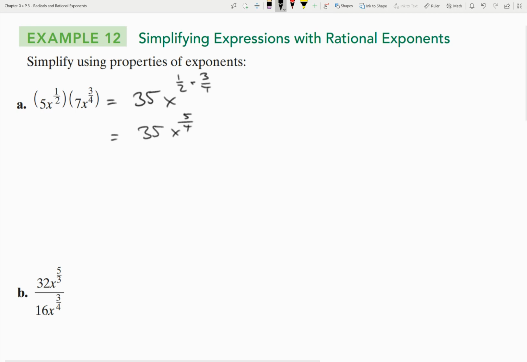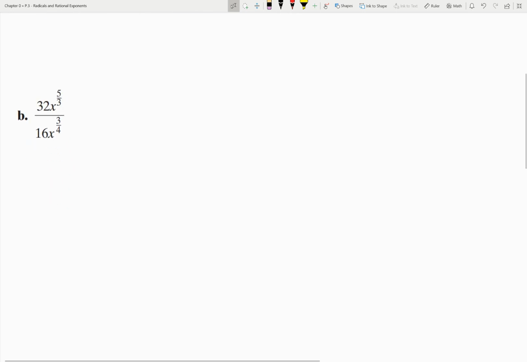Okay, so make that a little nicer. You don't have to turn it into a radical. In fact, if the question started with fractional exponents, leave them as fractional exponents and just realize that if you have a fractional exponent in the denominator, you might have to rationalize it before you're done. Okay, let's try this one.